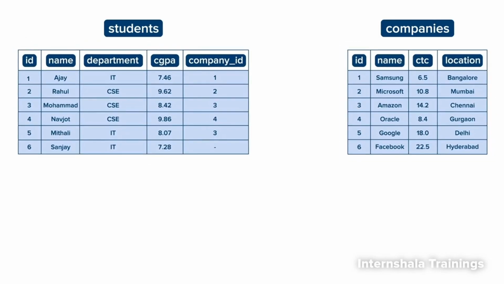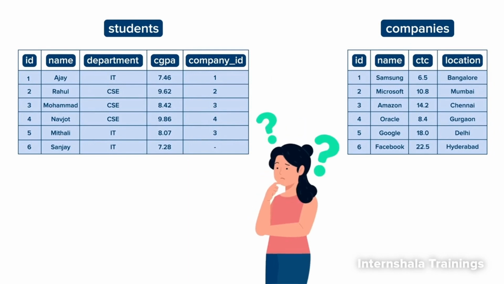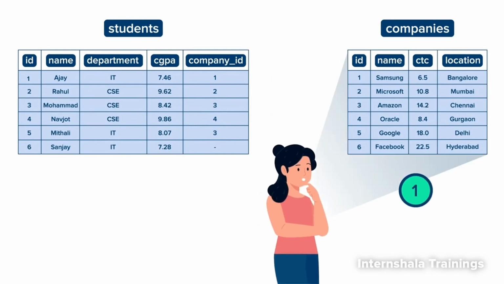Let's see the SQL queries which we can use to create these tables. Here we have two tables. Can you guess which of these we need to create first? We will have to create the companies table first and then the students table. This is because while creating the students table, we will have to define company underscore ID as the foreign key. And for this, we will have to set the reference attribute, which is the ID attribute of the companies table. So, the companies table must be present before we create the students table.